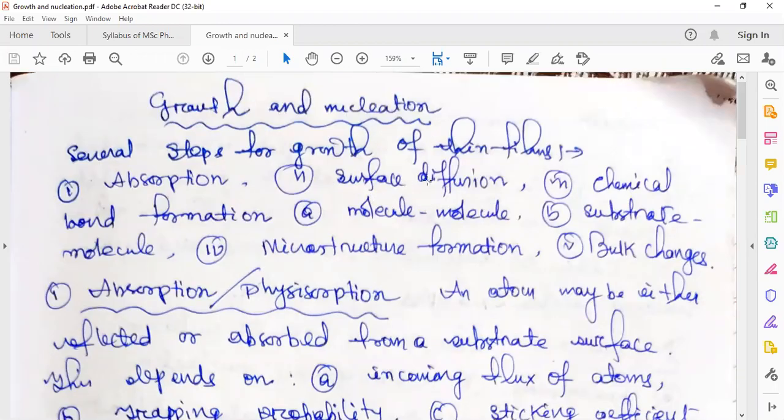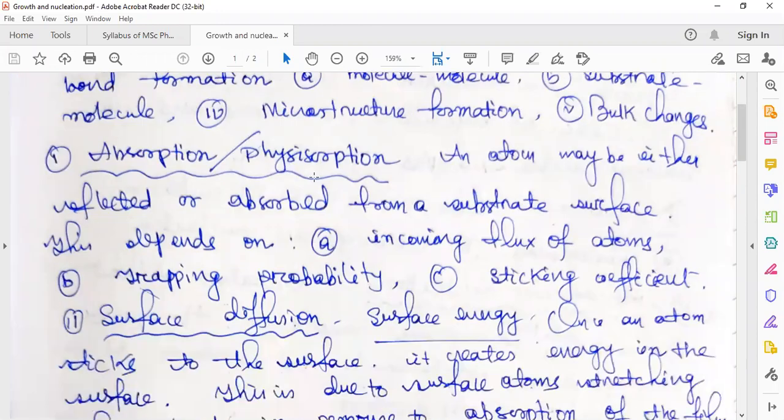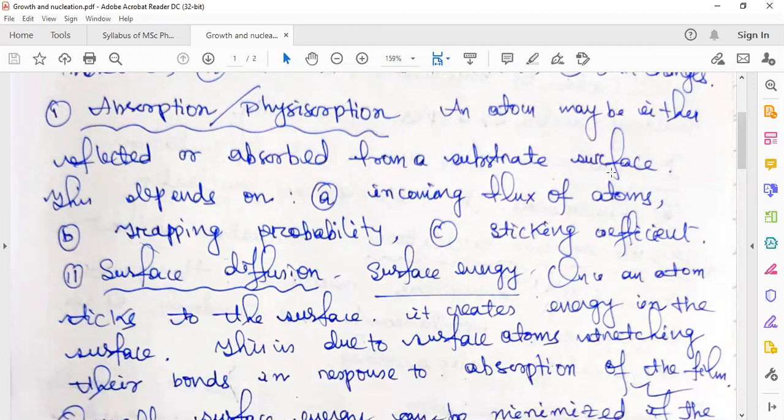So the first step of growth is absorption, and it is also called physiabsorption. This note which you can see here, I have already uploaded to Google Classroom, so you can find that note there. Absorption means an atom may be either reflected or absorbed from a substrate surface. That depends on incoming flux of atoms, trapping probability, and sticking coefficient.